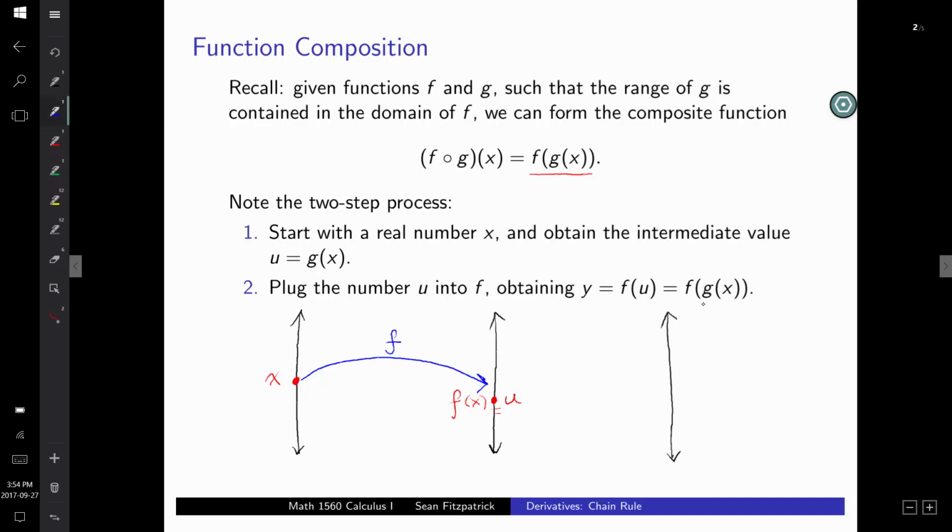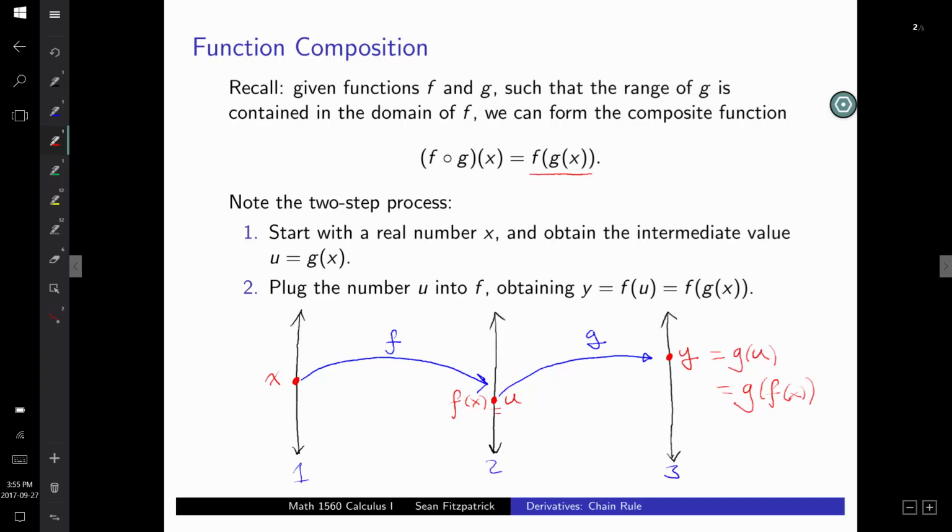And then you're going to apply another function. So there's a function going between the first two copies of the real line, between copies 1 and 2. So f goes from copy 1 to copy 2, and then g goes from copy 2 to copy 3. So now there's a new function g, taking this value u and landing it on this third copy of the real line and getting you some value y. So what is y? Well, y is what you get when you take this number u and plug it into g. But u was equal to f of x, so this is g of f of x.